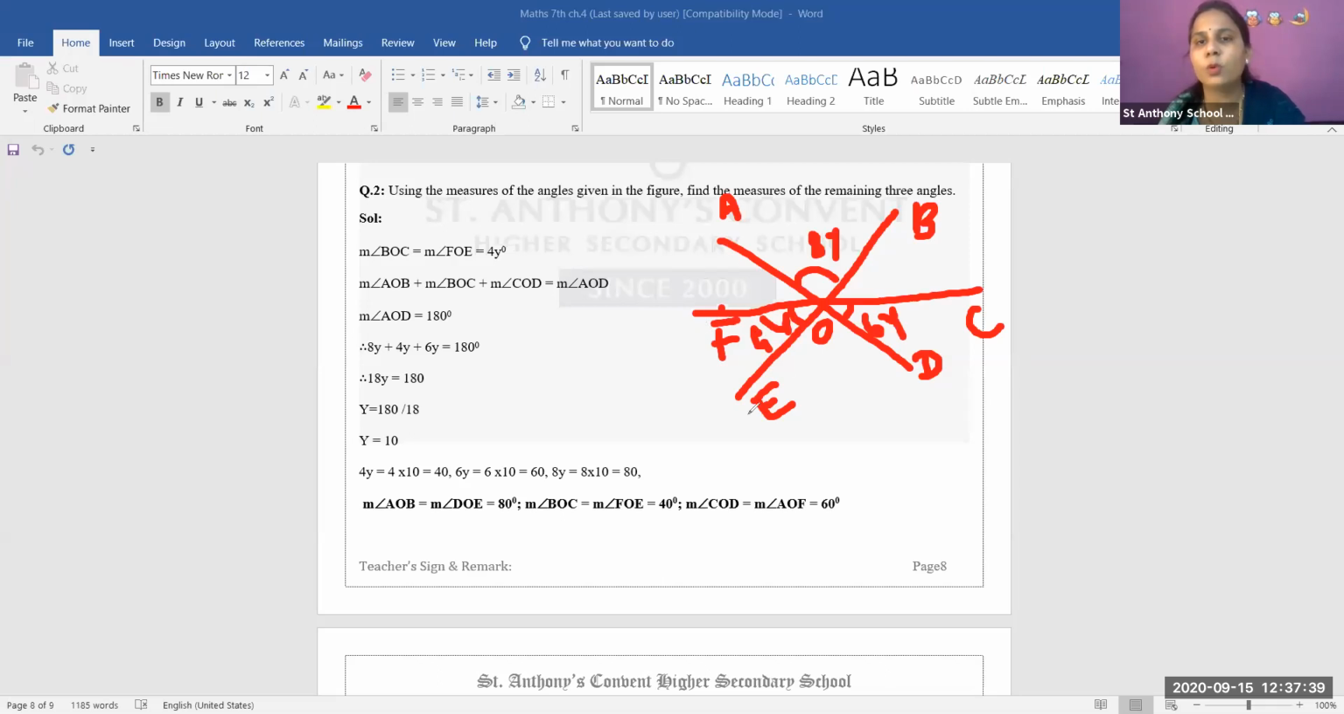This angle FOE is equal to angle BOC. Why did this happen? Unmute yourself and tell me the answer. Why is this angle FOE equal to angle BOC? Just let me know. Let me know in the chat box. Why is angle FOE equal to angle BOC?